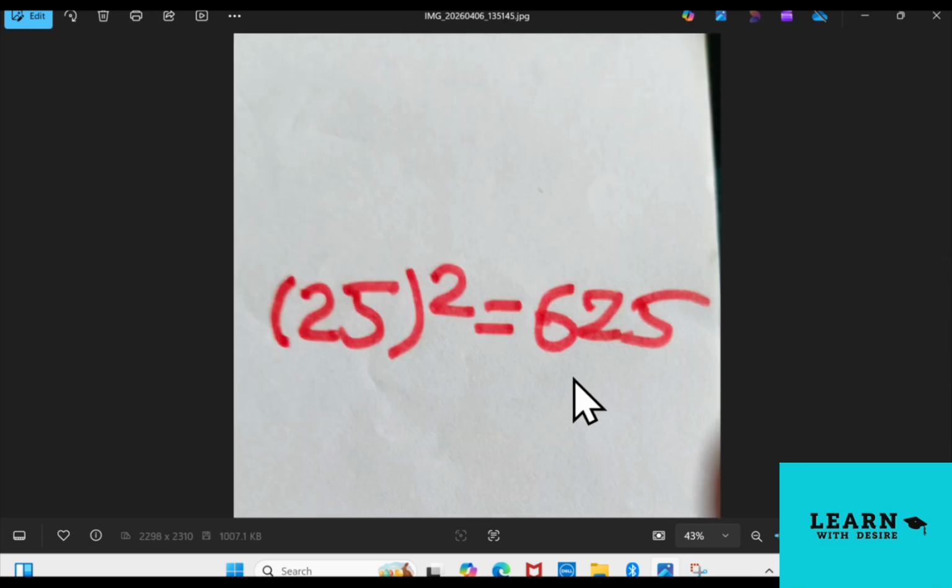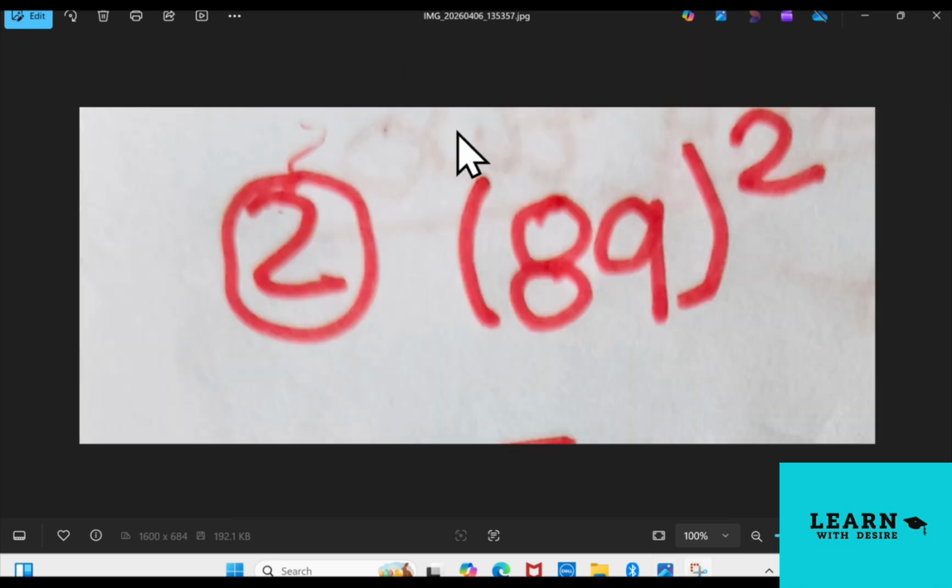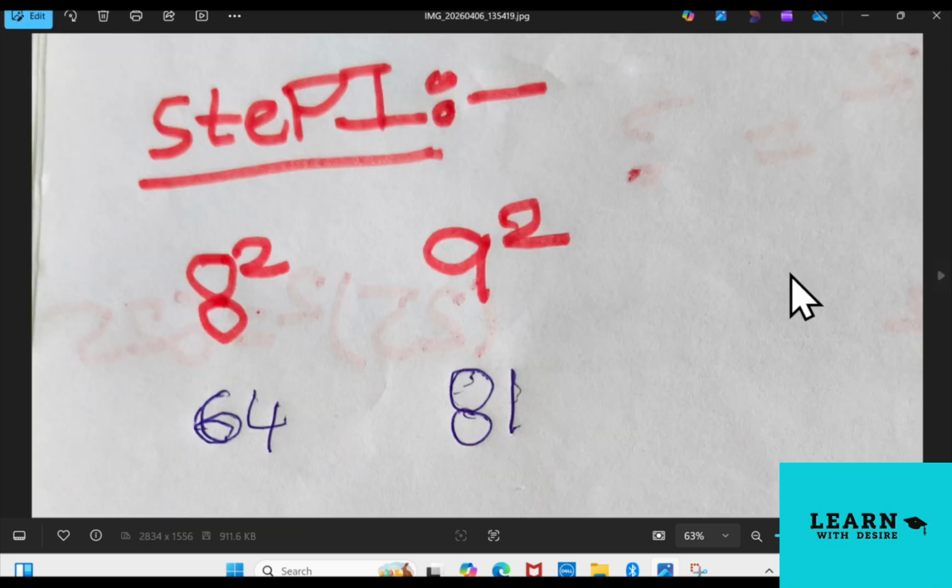Now let us see another example. Now let us take a bigger number, that is 89. For the number 89, we are going to find the square. For finding the square of 89, follow the same steps. That is, in step 1, we have to square the individual numbers. That is, 8 square equals 64 and 9 square equals 81.